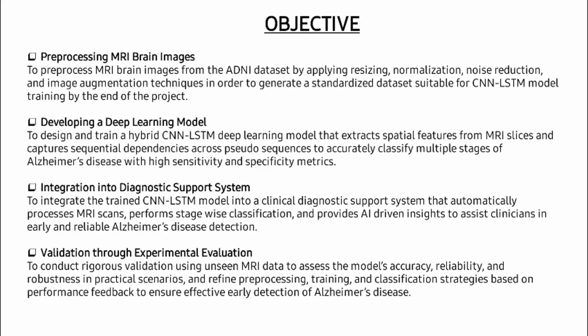Objective. Our project has 4 core objectives. First, pre-processing MRI images from the ADNI dataset using resizing, normalization, noise reduction, augmentation. Second, developing a hybrid CNN model that captures both spatial features and sequential dependencies for accurate multi-stage classification. Third, integrating this model into the clinical diagnosis support system for automated stage-wise classification. And fourth, validating the model on unseen data to ensure robustness and real-world reliability.